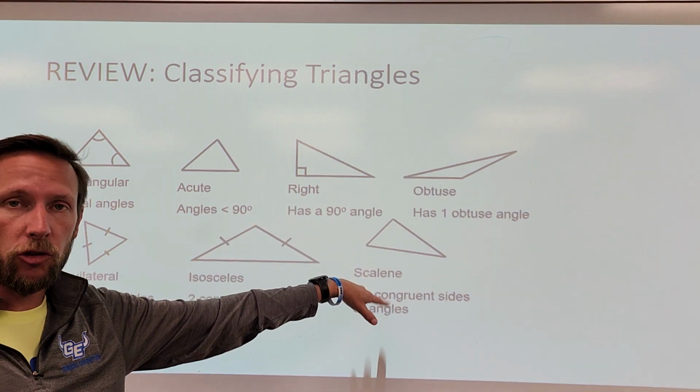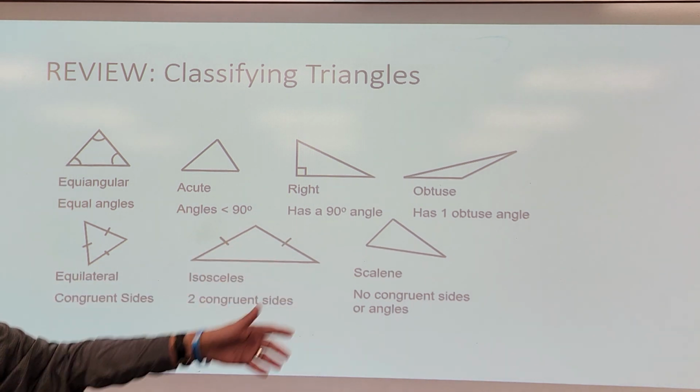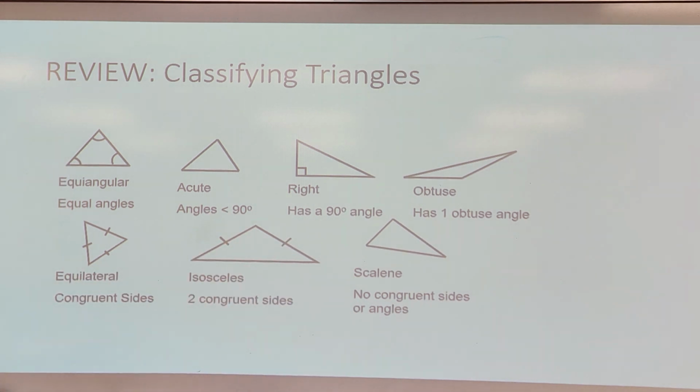And then there's scalene triangles, which is what we typically draw, and that is a triangle where none of the sides are congruent to each other, and therefore none of the angles are congruent.